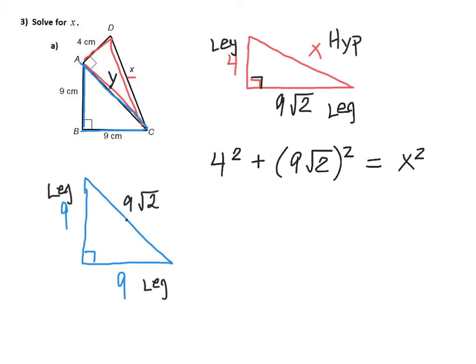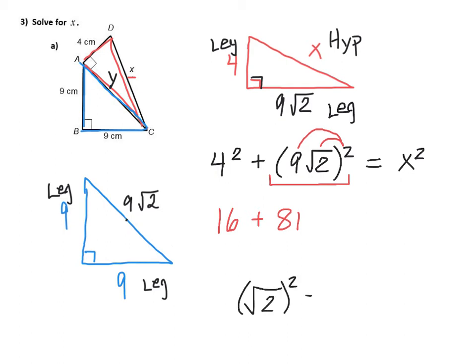Okay, now 4 squared, that's easy. But when I square this portion right here, you're going to be squaring both terms. So it's going to be 9 squared, which is obviously going to give me 81. And then it's going to be radical 2 squared. So let's think about what that means. Radical 2 squared really means radical 2 times radical 2. Well, radical 2 times radical 2, we can rewrite that as radical 4, which really equals 2.